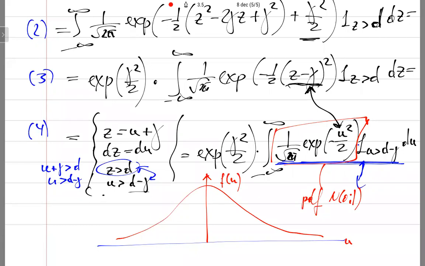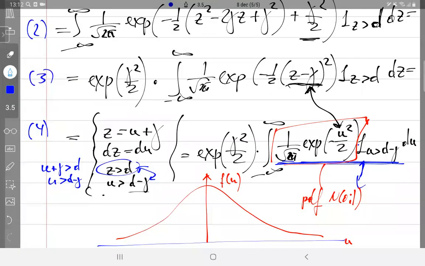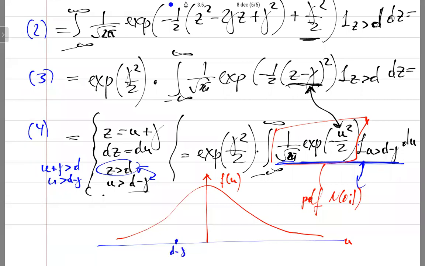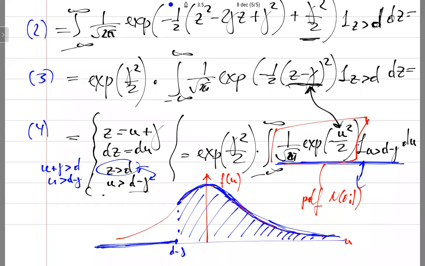When you multiply it by an indicator, what does it mean? Sometimes you multiply by one, sometimes you multiply by zero. You multiply by zero when u is less than d minus gamma. So this is the point d minus gamma. You multiply u by zero, and from this point, you multiply by one. And you need to find the area under the blue curve, not under the red one, but under the blue curve. Obviously, the area you would like to find there is that one.